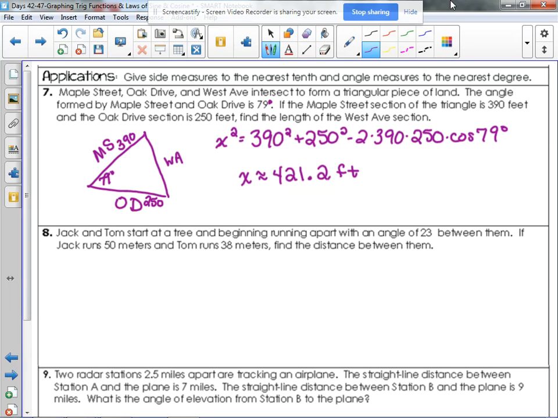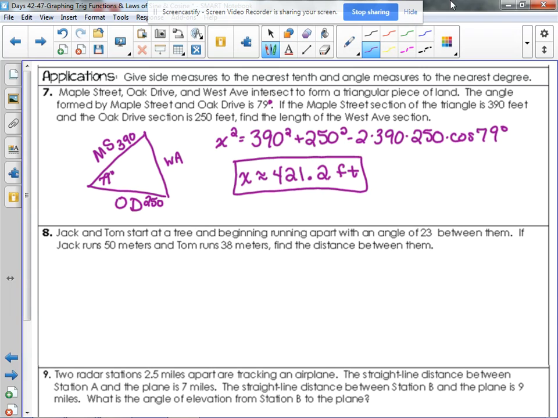79 degrees, that could be the biggest angle in the triangle because that's almost 80, so that leaves us 100 for the other two, which would mean that the other two angles would definitely be smaller than the 79 degrees. So 421 is our longest side, 79 could be or should be the largest angle in this case.